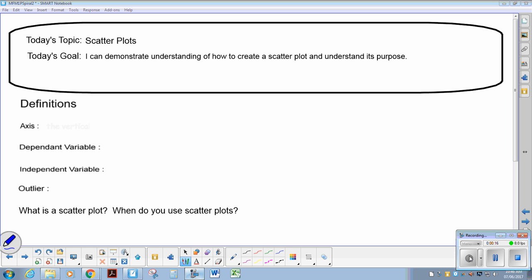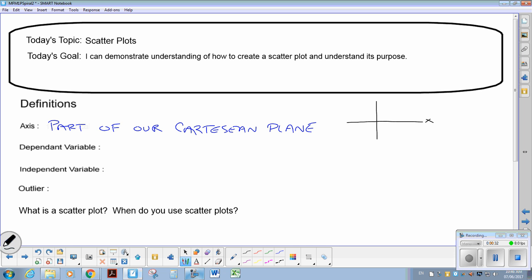So axes. An axis is part of our Cartesian plane. So to give you a visual, we know we have our x and our y. All right, and both of those are what we would call axes.